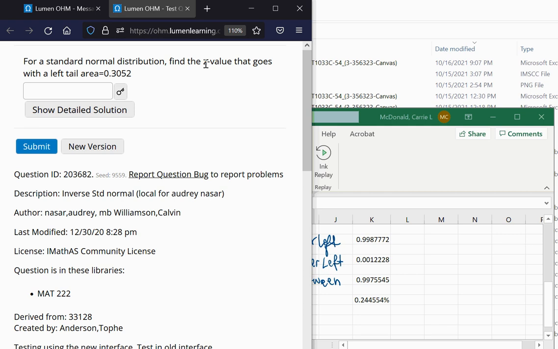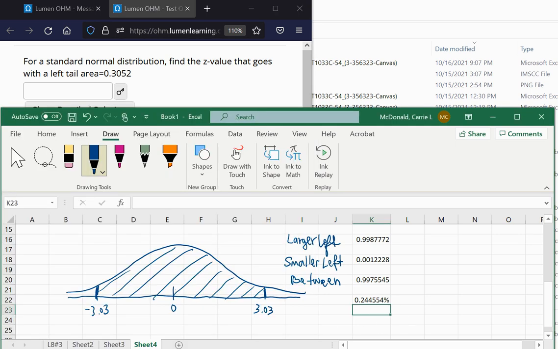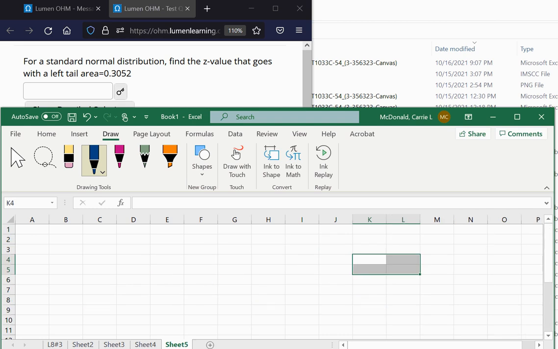For a standard normal distribution, find the z value that goes with the left tail area of 0.3052. Okay, so here's my sketch. We're looking for a z-score. There's a mean of 0, standard deviation of 1. We were given a left tail area of 0.3052, and since it's less than 0.5, you know this is going to be a negative z-score. This area, 0.3052.